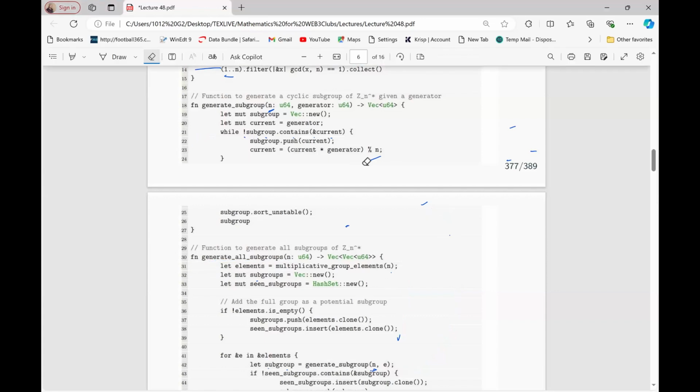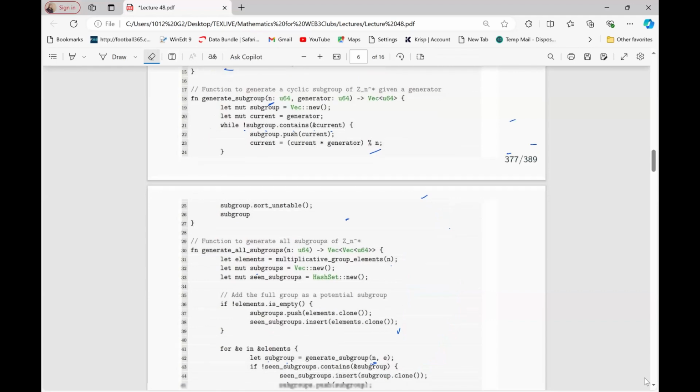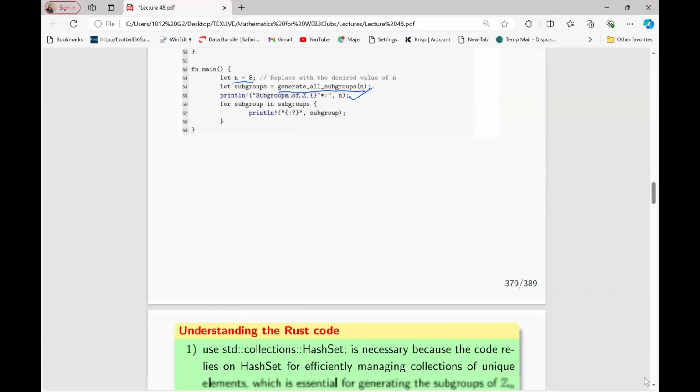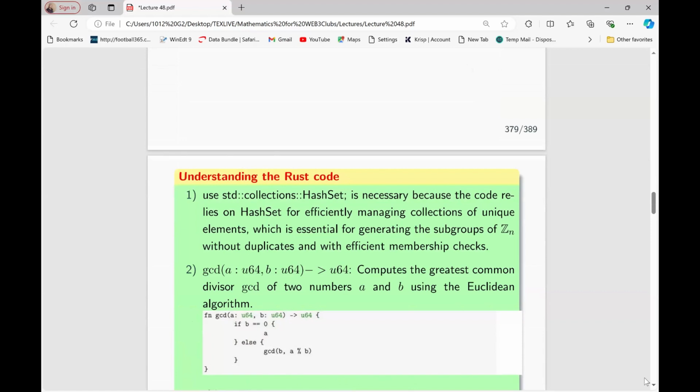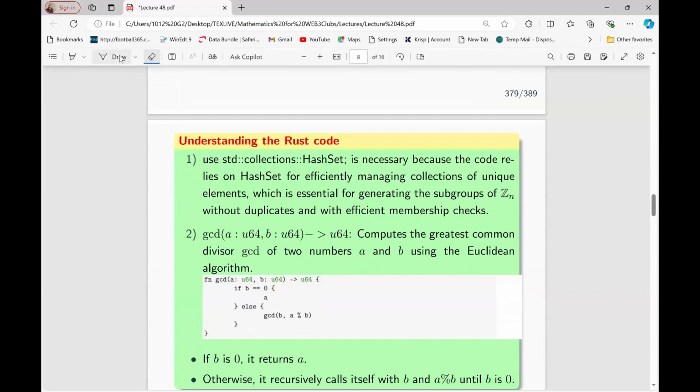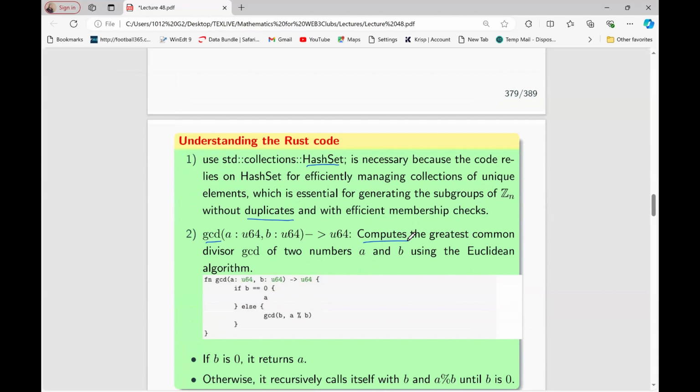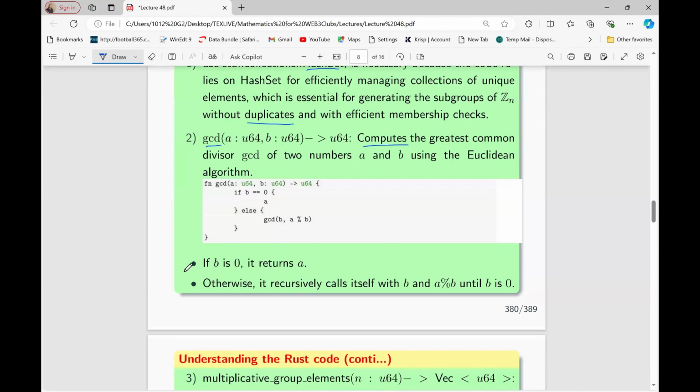Now, I've already explained how this code works. And I'd already included the notes. You can look at the notes later. I just explained what I've already explained. The use of this hash set is just to avoid duplicates. And then the GCD, I said we compute the GCD for all the elements mod n. And I had in fact given an example of how it will be computing that GCD.